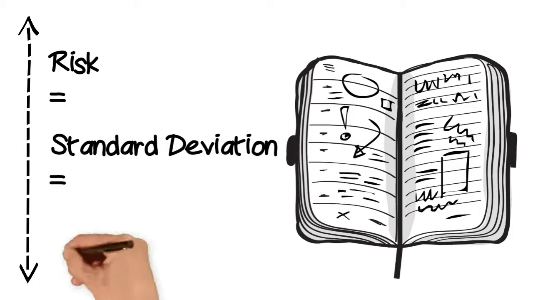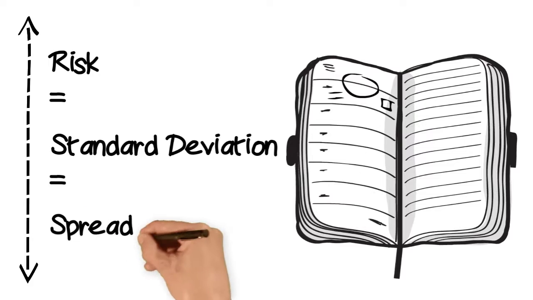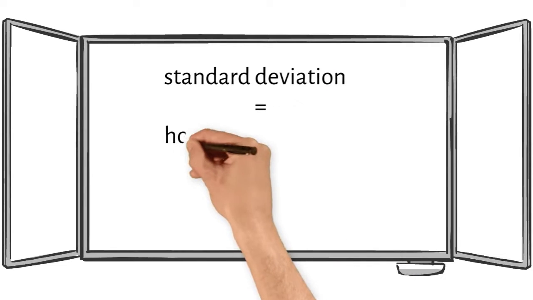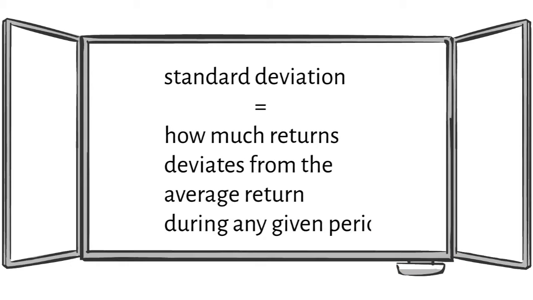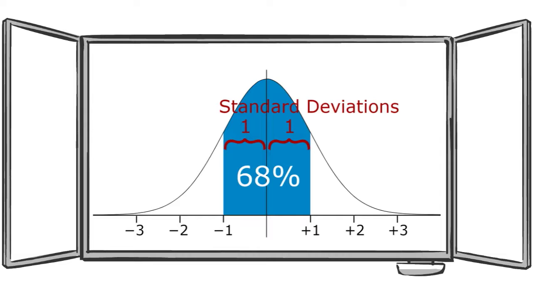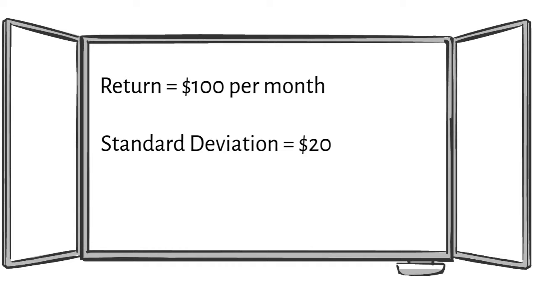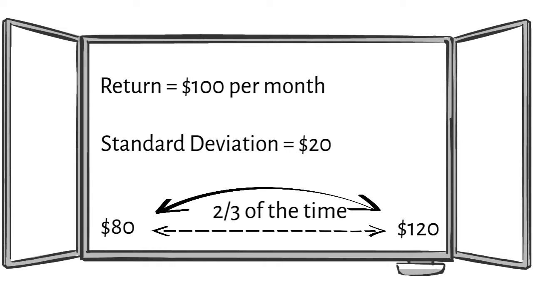As described in our previous video, the standard deviation is all about the spread of an investment's return over time. More specifically, the standard deviation is a measure of how much the investment's return deviates from its average return during any given period. The standard deviation tells us that about 2/3 of the time, the return of an investment will fall within a band of plus or minus some amount from the average return. And that amount is the standard deviation. For example, if an investment historically returned about $100 per month, and the standard deviation of those returns was $20, we would know that about 2/3 of the time, the returns on any given month would be somewhere between $80 and $120.